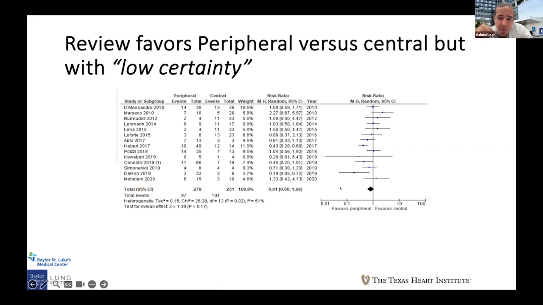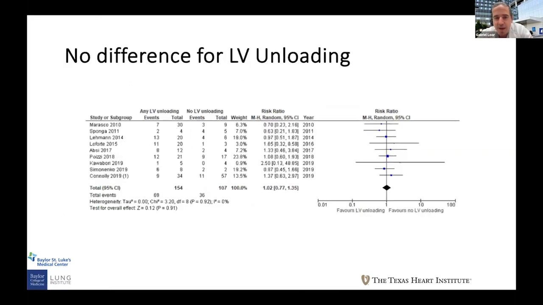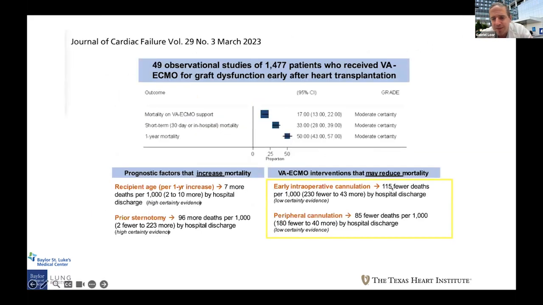Interestingly, they also noticed that peripheral had better outcomes than central, with the caveat being that peripheral should always look at distal limb perfusion and make sure that you're optimizing that. They saw no difference for LV unloading. When they looked at how many deaths were prevented, 115 fewer deaths per 1,000 by hospital discharge in the early intraoperative cannulation group after heart transplant. But again, with the heterogeneity in the outcomes, they still assigned it a low certainty evidence score, and they did favor peripheral in this systematic review.